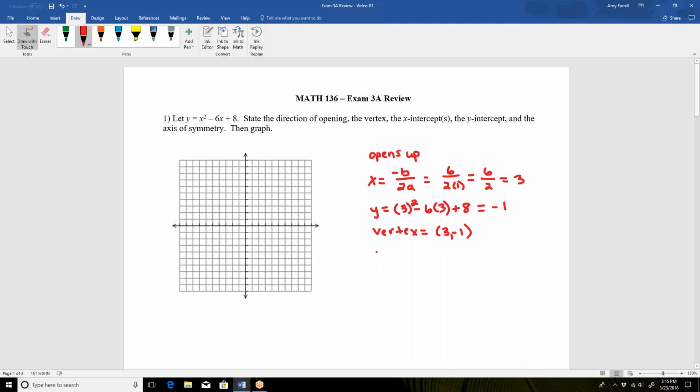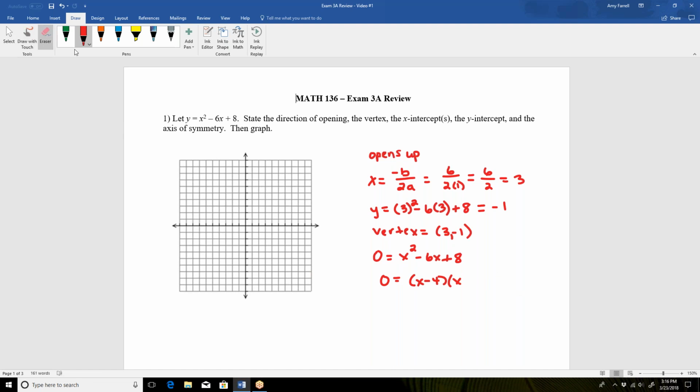The x-intercepts are found by substituting 0 for y. This is because the y-coordinate of every point along the x-axis is 0. And we can solve this equation by factoring. I'm going to look for two numbers that add to negative 6 and multiply to 8. Those two numbers would be negative 4 and negative 2.